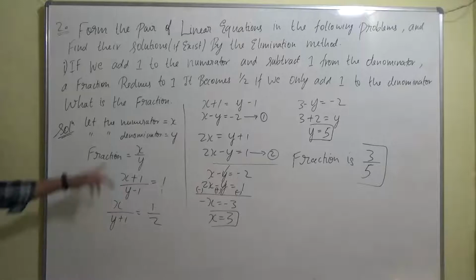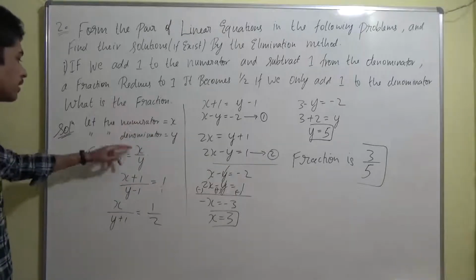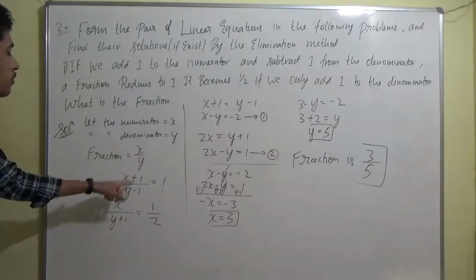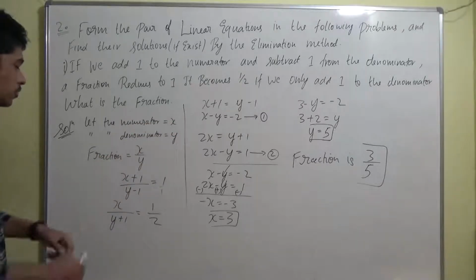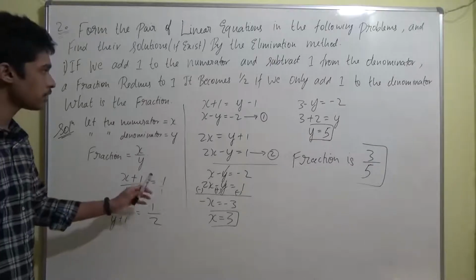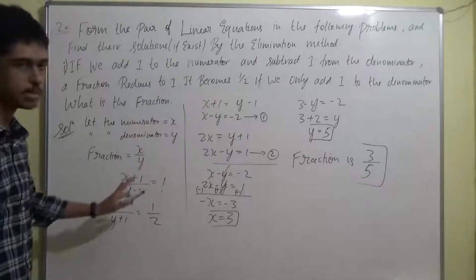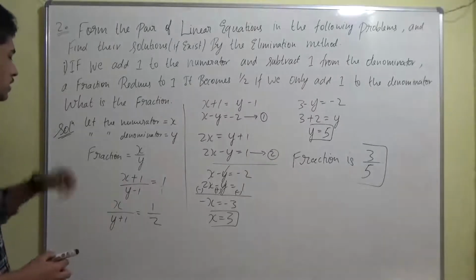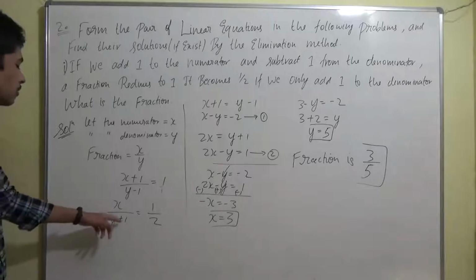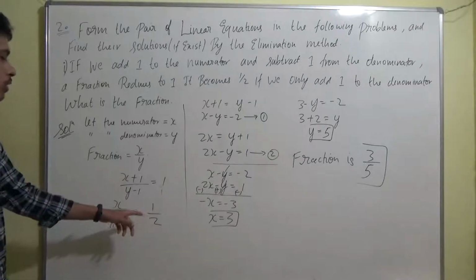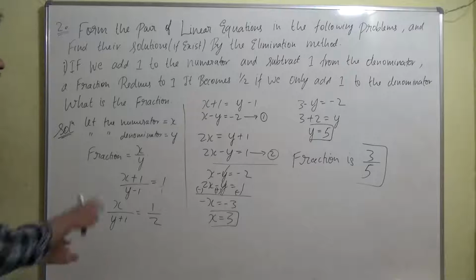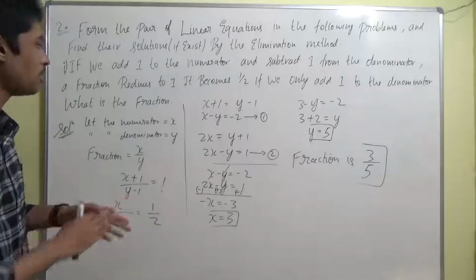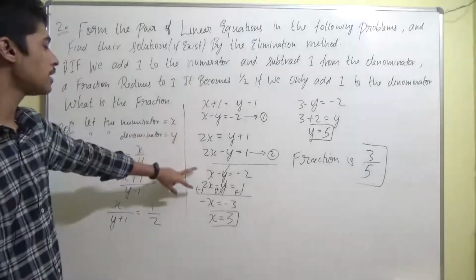As simple as that. First we assumed the variables, numerator and denominator, x and y. Then going by the condition, that if we add 1 to the numerator and subtract 1 from the denominator, we get 1, we formulated it mathematically, from sentence to maths. And then the second condition: if you just add 1 to the denominator, the fraction becomes equal to half. That also we wrote. Then we did cross multiplication, bringing it from fractional to non-fractional form, and then used the elimination method.